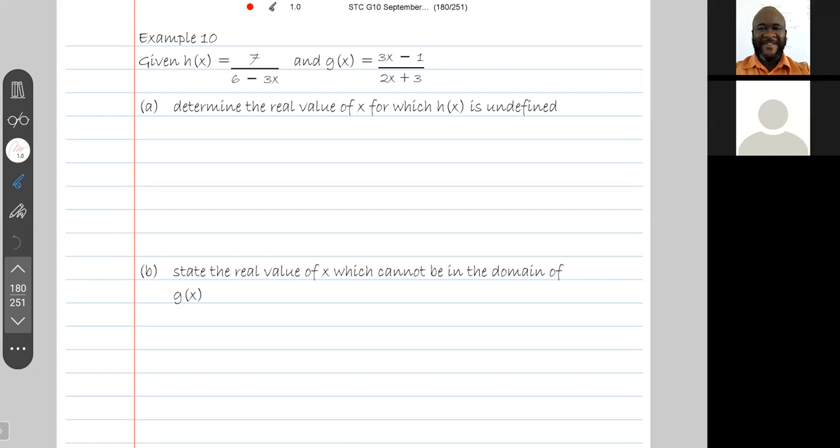Now, when a function is a fraction, and there is x in the denominator, there's always a value of x that cannot be in the domain of the function.